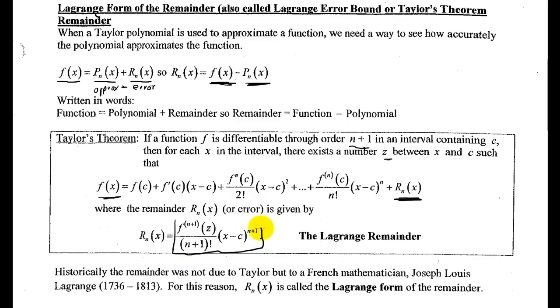And just like on the alternating series, when we wanted to find the error, we found the first omitted term. Well, this is the same thing. This is just the next term. Here's the next derivative, the next x minus c, and of course the next factorial term. This is called the Lagrange remainder. Historically, the remainder was not due to Taylor, but a French mathematician, Joseph Louis Lagrange, from 1736 to 1813. For this reason, R n of x is called the Lagrange form of the remainder.